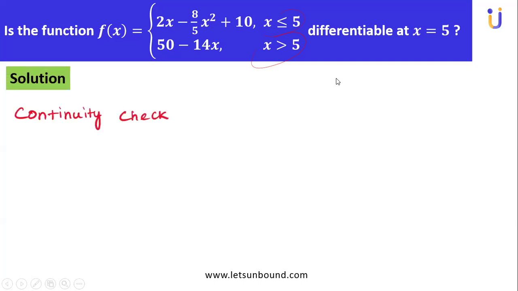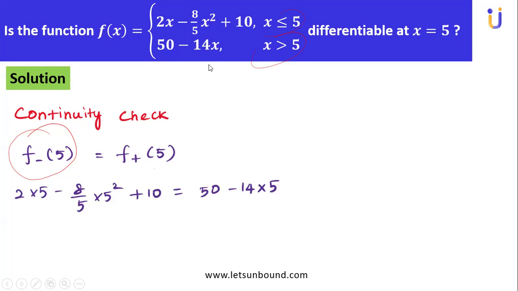So the first thing is the continuity check. If it fails continuity, then there is no need to go further; it will surely not be differentiable. So I did f minus of 5 and f plus of 5. Since it's a piecewise function, I'm checking continuity for left of 5 and right of 5. For continuity, you just plug the value into the function itself. For left of 5, take the first branch; for right of 5, take the second branch and plug in. I got equal values, so it's verified. So it's continuous.